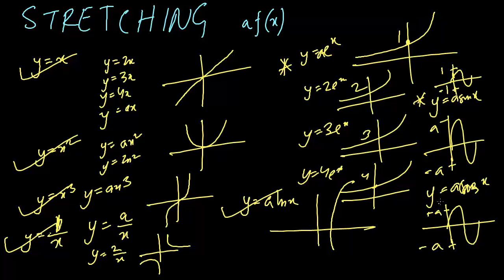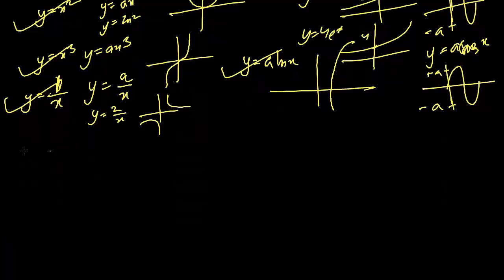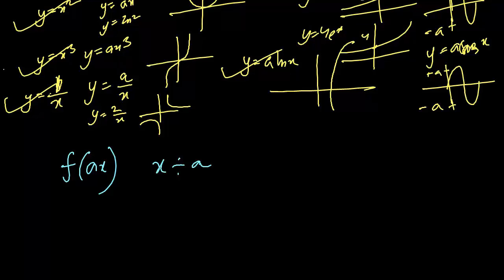So there is one more type of stretching. This is stretching horizontally. This type of stretching is like this: f(ax). This time you stretch it such that you divide the x coordinate by a. That's sort of a stretching. This is also not a big deal, because the picture would not be affected. So what pictures would not be affected?